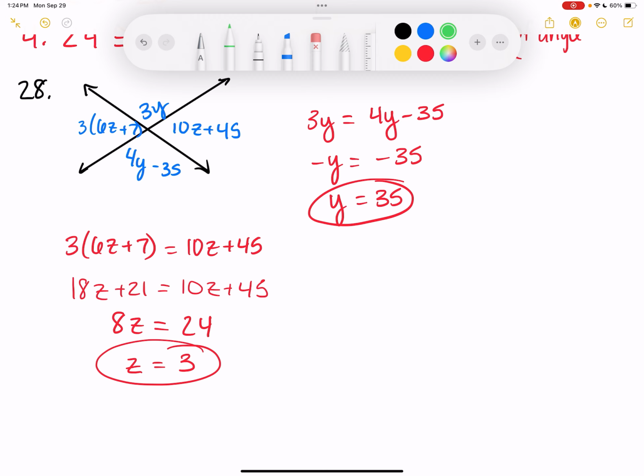All right, problems 5, 7, 9, 11, 15, 17, 23, 25, and 27.